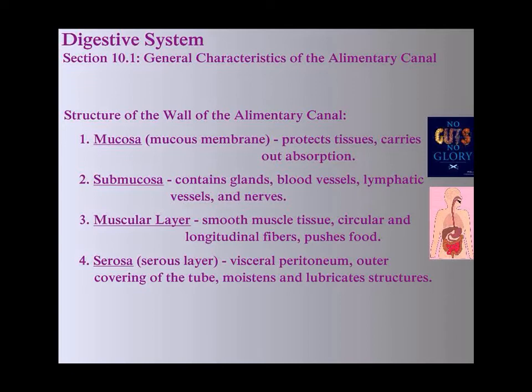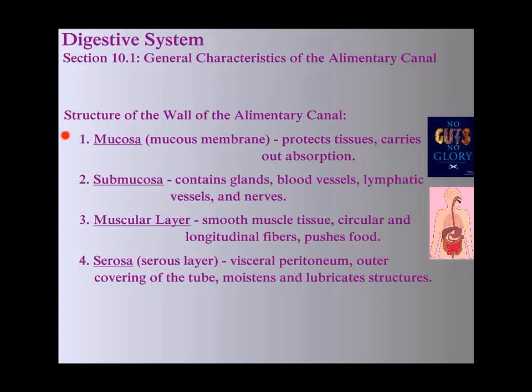Now, there are 4 terms I'm going to throw at you, and each term, or basically section or layer of this wall, has a certain structure and function. First one we're going to talk about is the mucosa, or the mucous membrane, and that's going to protect the tissues and help carry out absorption. So if we were labeling these from superficial to deep, this one would actually be the deepest, okay? And this wouldn't be deep.